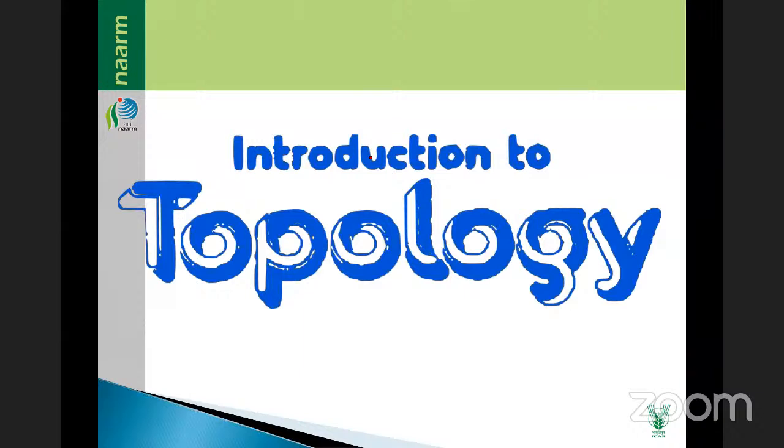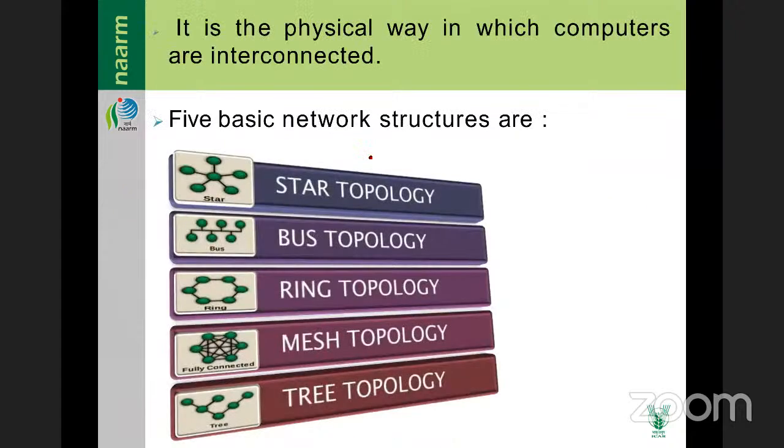So, introduction to topology. How does it work? What are the different types of topologies we use for networking? There are 5 basic network structures. Star topology: here you see it is a star type. The connection is made through star topology.